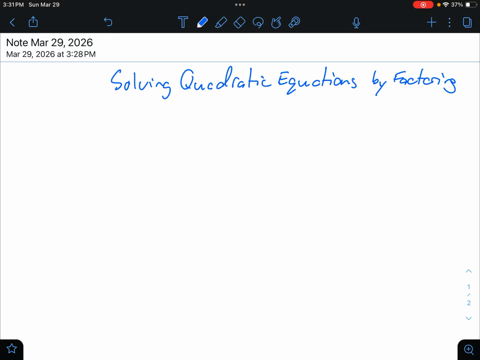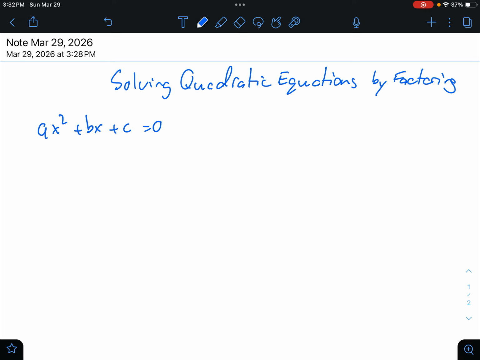The topic today is solving quadratic equations by factoring. A quadratic equation looks like this: ax squared plus bx plus c equals 0, where a, b, and c are integers. It's a trinomial, and it's equal to 0. If it's not equal to 0, you should rearrange the equation and make it equal to 0.